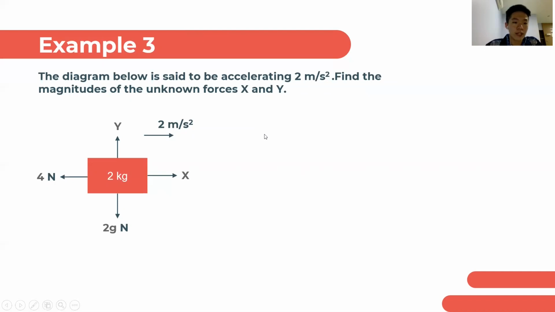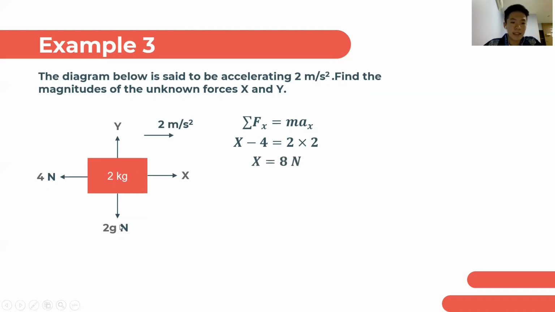So for the x-axis, we have the law of acceleration. So sigma fx equals m times ax. In the x-axis, we have x newtons to the right side, so positive x, and 4 newtons to the left side, so negative 4. So x minus 4 equals, the mass is 2 kilograms, and the acceleration is 2 meters per second squared. So x minus 4 equals 2 times 2. 2 times 2 gives us 4. Transposing negative 4 to the right side gives us positive 4. So x equals 4 plus 4 gives us x equals 8 newtons.